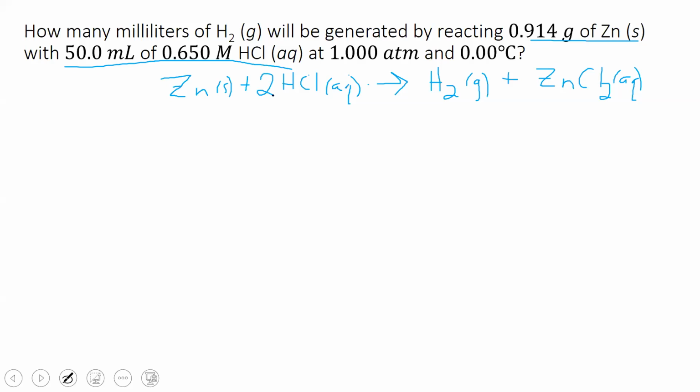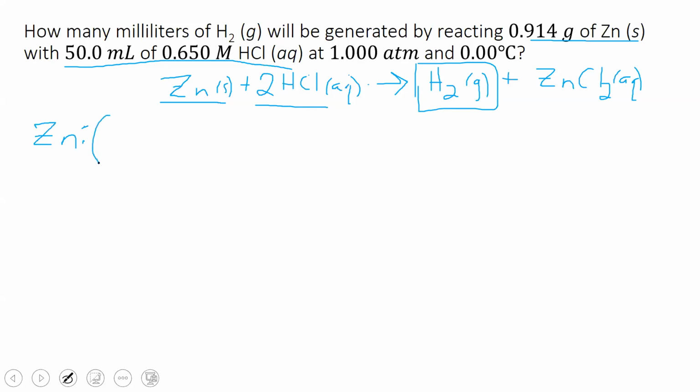From here, we notice that we have some amount of one reactant and some amount of a second reactant, and we want to find out how much of this product we actually make. So this right here is a limiting reactant question. We want to figure out how much hydrogen we can make given a starting amount of zinc, and how much hydrogen we can make given a starting amount of HCl. So we're going to start with our zinc.